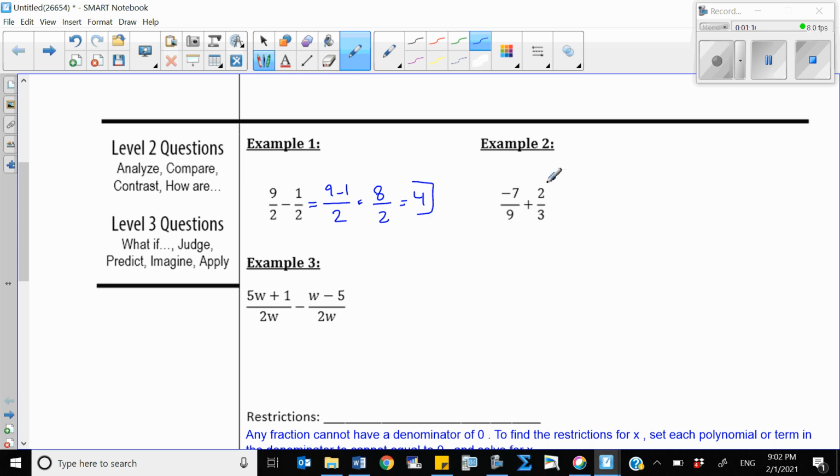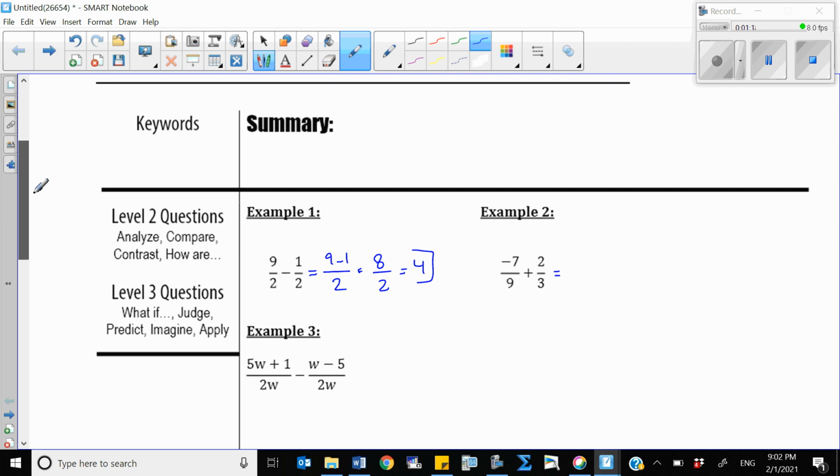In the next example, we have two fractions, but they don't have the same denominator. So what should I do in this case? I need to find the common denominator. How do I find the common denominator? By finding the least common multiple. We call that LCM, least common multiple. So we need to find the least common multiple between 3 and 9. How do I find that?